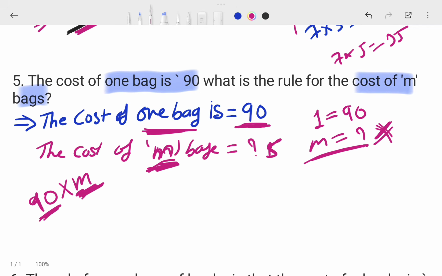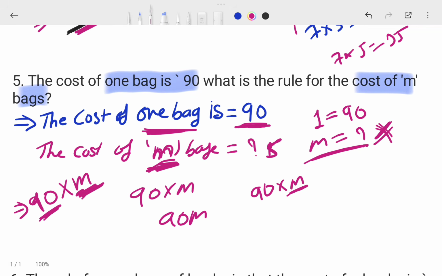So our answer is this one only, 19 into, okay, so our answer is 90 into m. So we can write like that. The price of a bag is 90, but how many bags you need, we don't know. But if we just multiply m here.